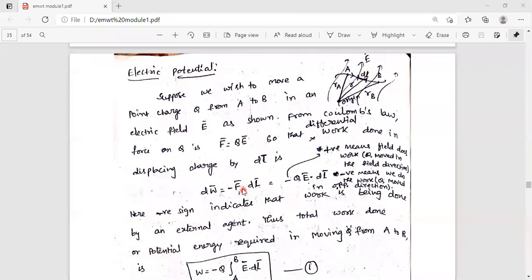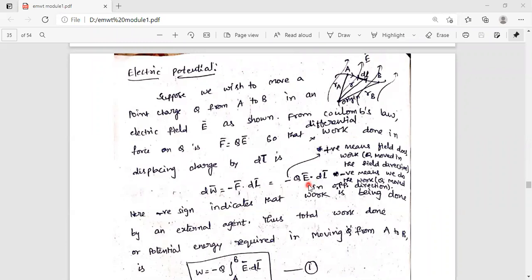What is the expression for force from Coulomb's law? The force is given by F is equal to QE bar. You know this relation. Substitute that QE here, so F bar is equal to QE bar. Now this is the differential work done in moving the charge along differential length dl bar.